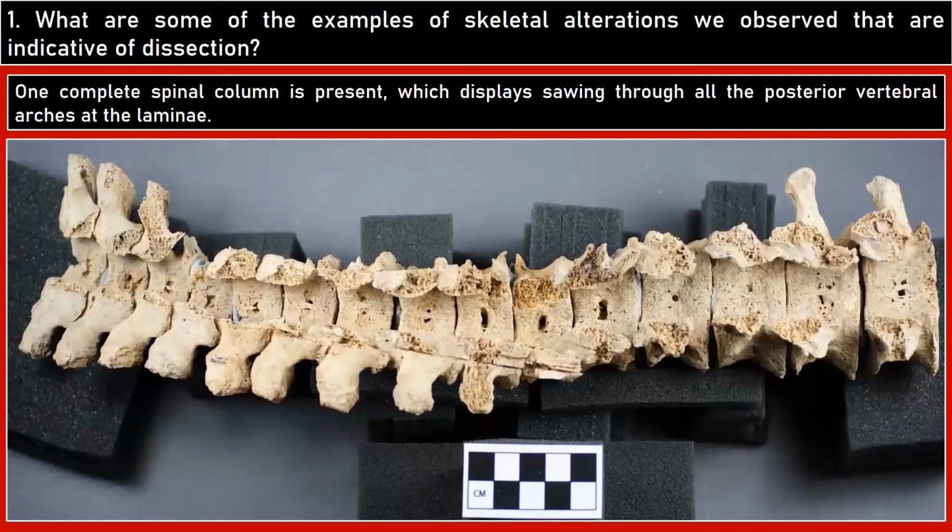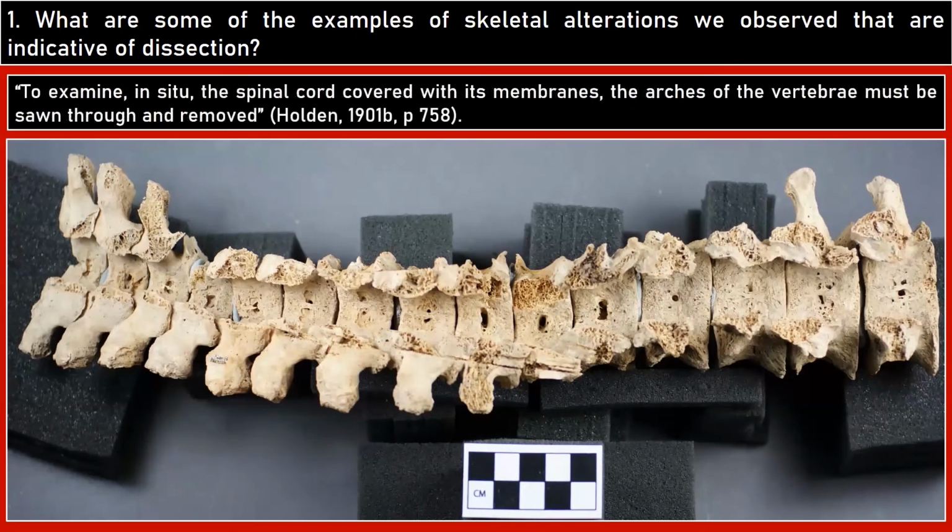The last specific skeletal example I'd like to show you is a complete spinal column that has the vertebral arch, or the back portion of the vertebrae, removed down the entirety of the spine. You only have a partial of the spine shown in this particular photo. However, Holden does say, "to examine in situ, or in place, the spinal cord covered with its membranes, the arches of the vertebrae must be sawn through and removed."